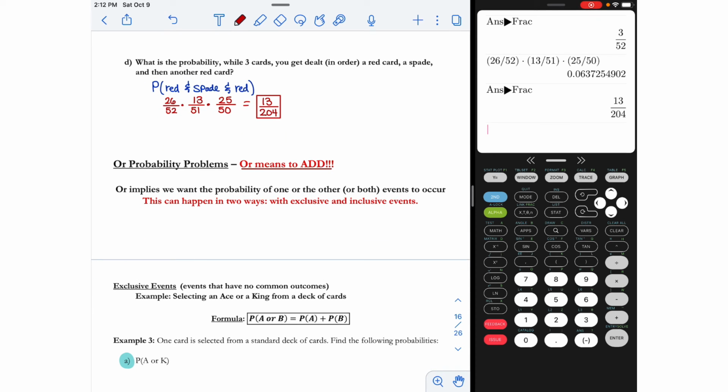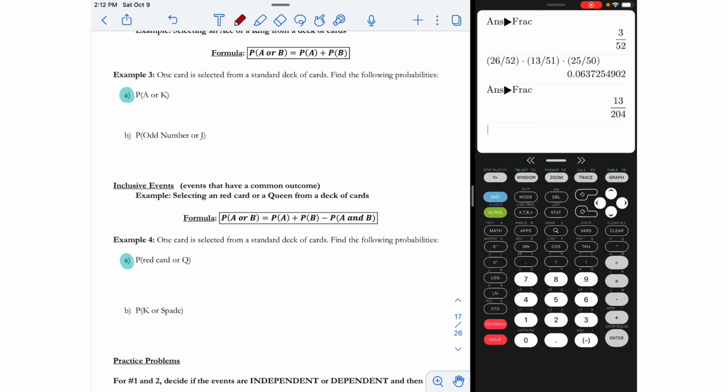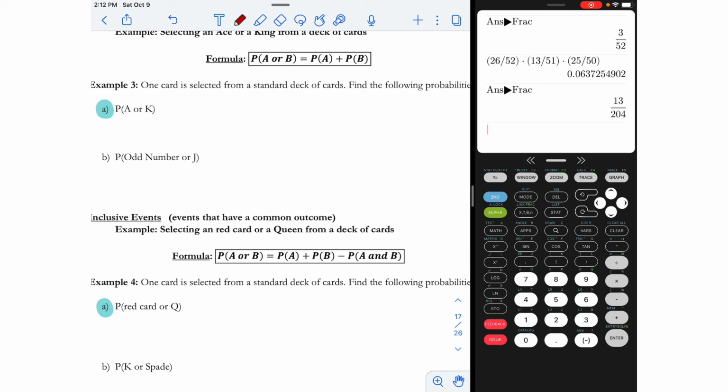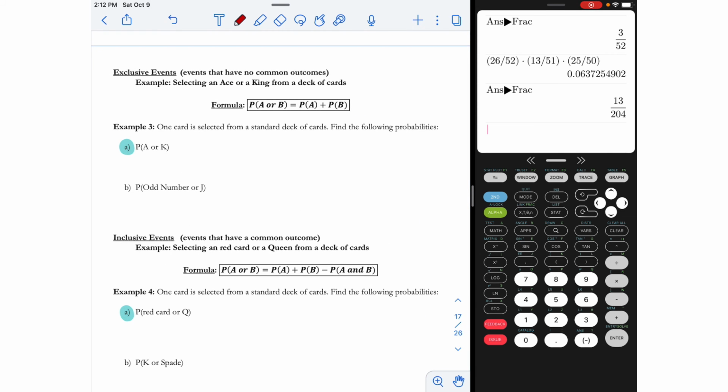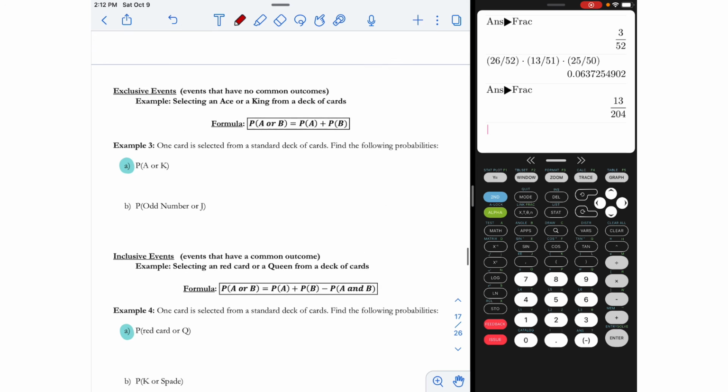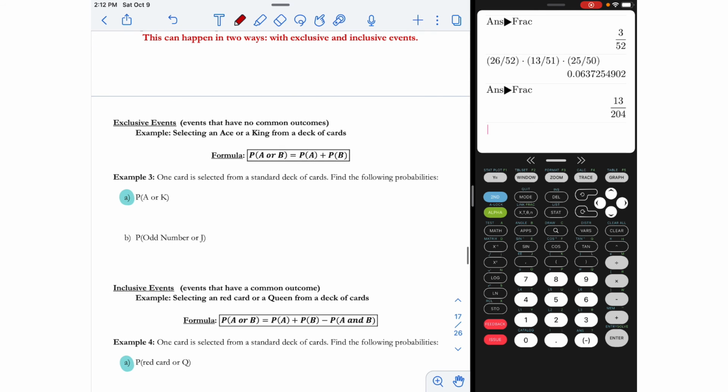So for example, if I want to select an ace or a king from a deck of cards, those are 2 different cards, there's no overlap. But an example of inclusive is if I want to select a red card or a queen. The problem with that is that in the red cards there are 2 queens, so there's overlap there. So there's inclusive cards. So let's just do one example of each and then we'll call it a day on this video.